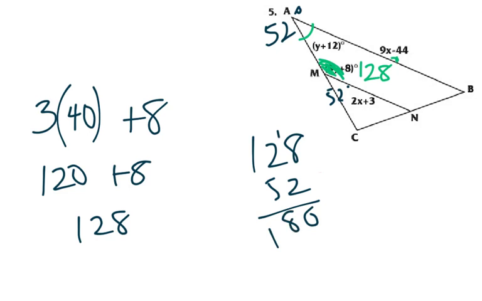So we did figure it out, and it does work. When we plug it back in, everything makes sense. This had to be the same as this. They both have to be 52. And the outside angle would have to be 180 minus 52, which is 128.